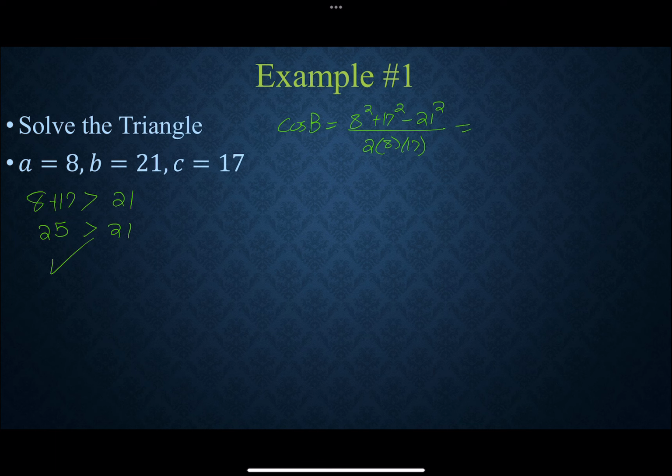Now, the way I would recommend doing that is you're going to figure out the entire top first. So 8 squared plus 17 squared minus 21 squared. That gives you a negative 88. And then 2 times 8 times 17, that gives you 272. You're just going to do the cosine inverse of that fraction, negative 88 divided by 272, sorry. And we get angle B to equal 108.877 degrees.